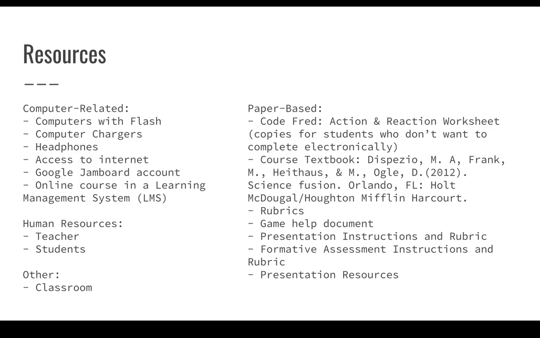Resources that are needed for this lesson, computer related. You need to have, of course, computers, access to, in this particular case, an online learning management system where everything's going to be housed. As for paper-based, there's a worksheet, but it could be completed electronically or manually on a piece of paper, their textbook that they have for the course, rubrics, there's a game help document, instructions and rubrics for the presentation and the formative assessment, and some presentation resources.